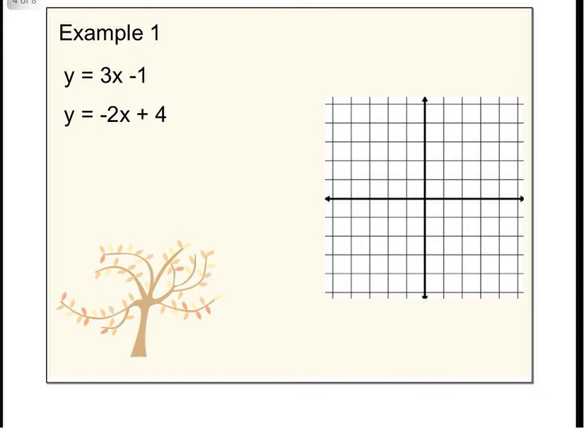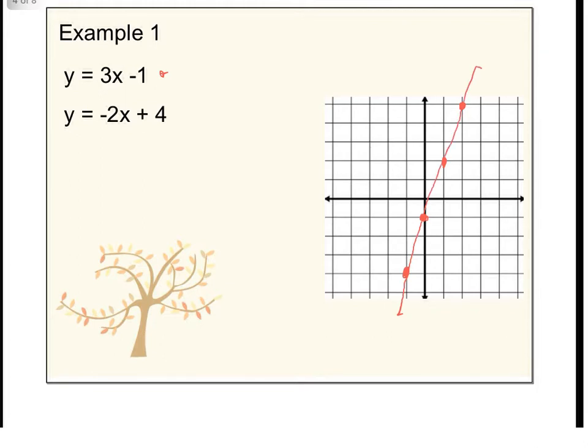So if I'm going to start with this equation, I'm going to start at my y-intercept, which is negative 1. So I'll put a dot there. And then I'm going to use my slope, which in this case is 3, to plot some more points. So I'm going to go up 3 and over 1. When we're solving systems of linear equations, it's important that your lines are straight and accurate. So I always encourage students to draw more points instead of less.